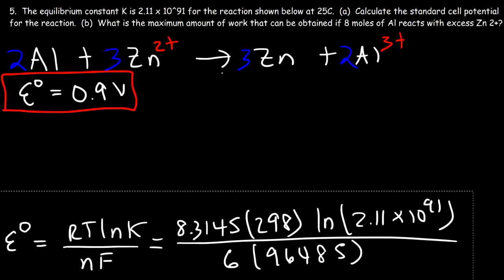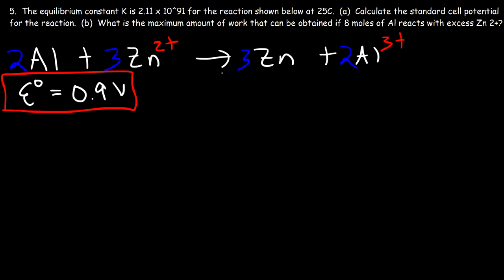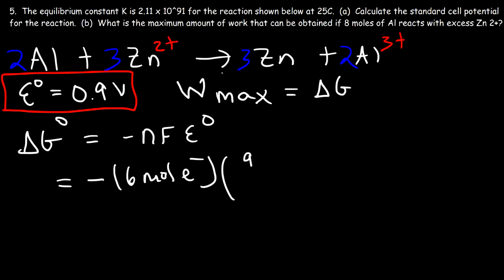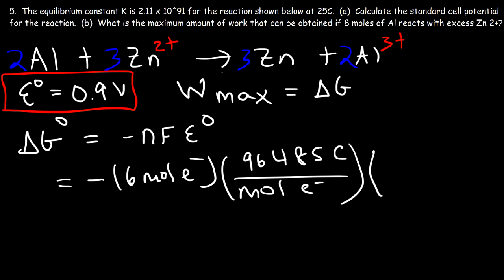So now let's move on to part B. What is the maximum amount of work that can be obtained if 8 moles of aluminum reacts with excess zinc 2+? Now what you need to know is that the maximum work obtained is equal to delta G. And delta G, we know it's negative NFE. So N, we saw that it's 6 moles of electrons. Faraday's constant, 96,485 coulombs per mole of electrons. And the cell potential, which is 0.9 volts, that's 0.9 joules per coulomb.